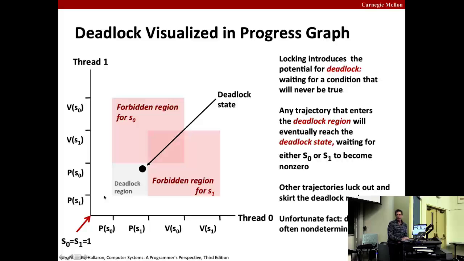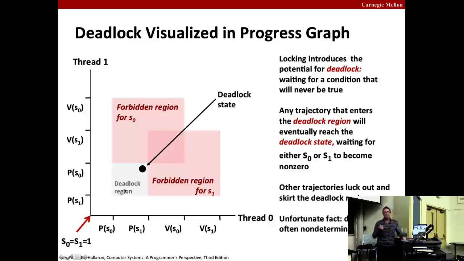And then what makes this so nasty is that it's non-deterministic, right? Some trajectories, if they get lucky, will skirt this deadlock region, and then the program will run fine. Just by some arbitrary scheduling decision made by the kernel, the trajectory gets past the deadlock region in this direction, and then it'll eventually run without any problem. So it's only if a trajectory lands within the deadlock region that we're in trouble.